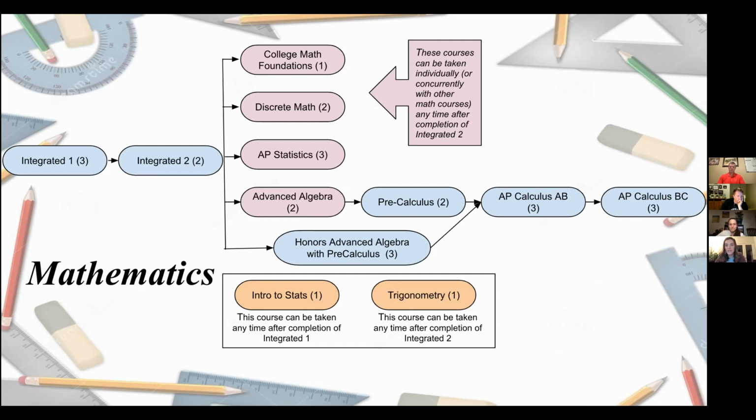State universities require that you've completed through advanced algebra for admission. And you can see in our flowchart that after students complete integrated 2, they have a lot of options to consider. Forecasting for the right class depends on lots of things.